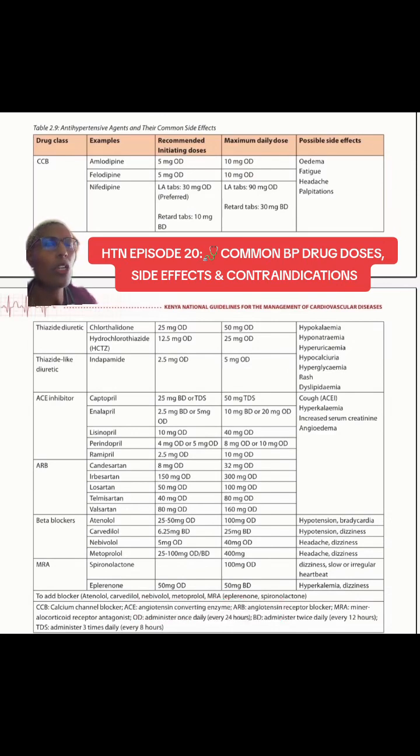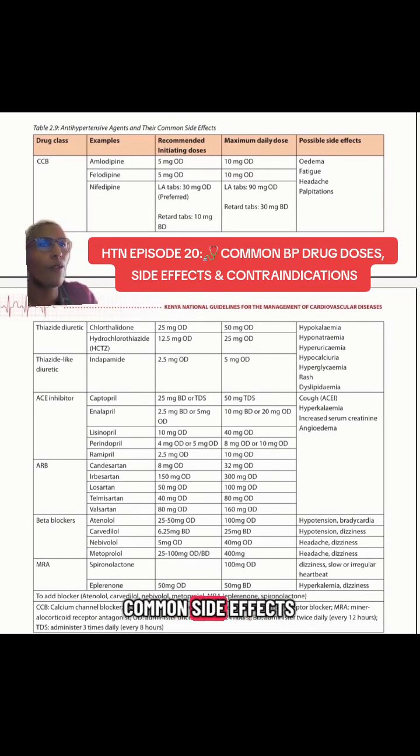Beta blockers, the common ones we use for hypertension, we have carvedilol, which is easily available. We start at 6.25 milligrams twice a day, up to a maximum dose of 25 milligrams twice a day. You can also use metoprolol, which we start at 25, and metoprolol you can go even up to 400 milligrams. Atenolol is also a common drug that we have for hypertension. You start at 25 milligrams once a day to a maximum dose of 100 milligrams once a day.